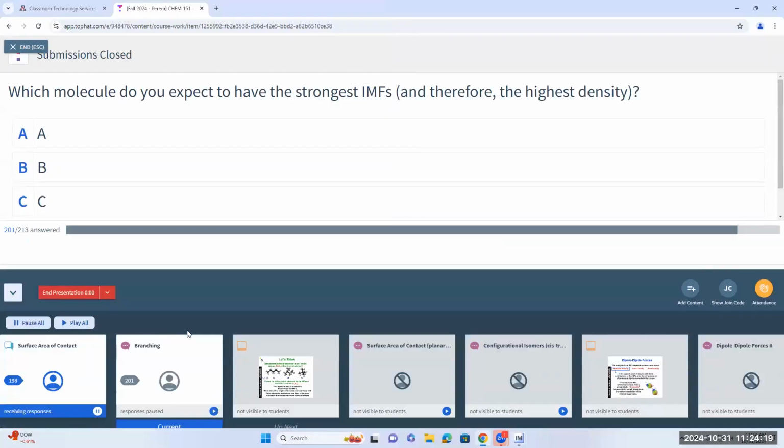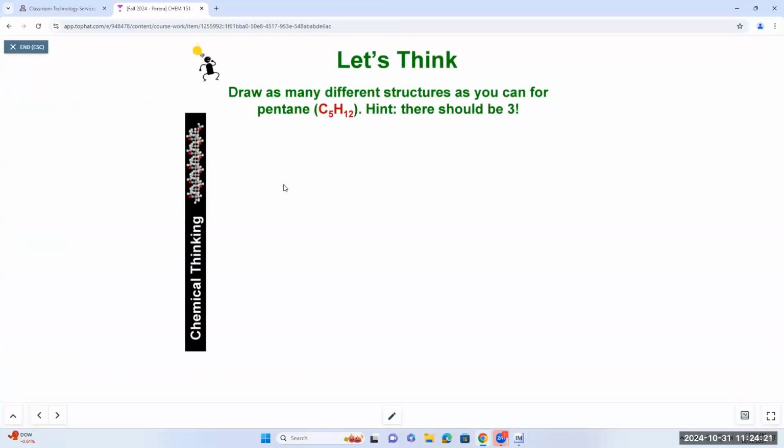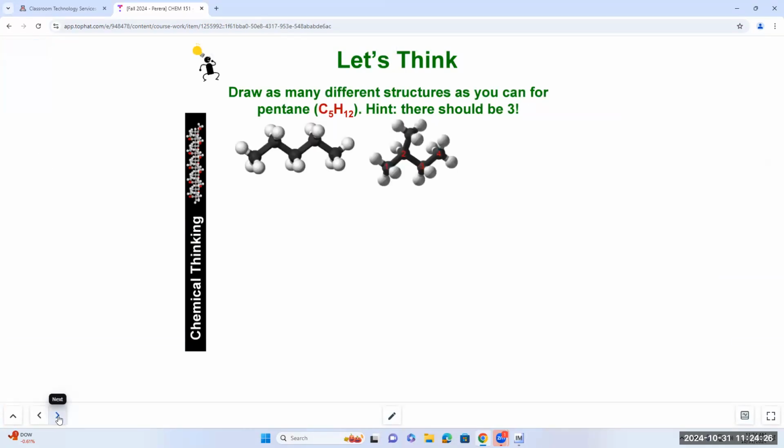And actually, I'll show you the actual boiling points of these as well. These are the actual boiling points of normal pentane, isopentane, and then neopentane. These are the names of them.